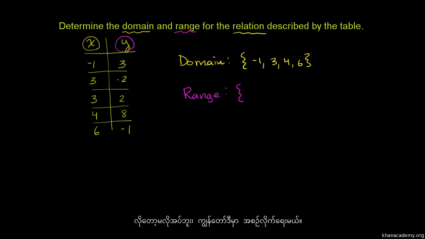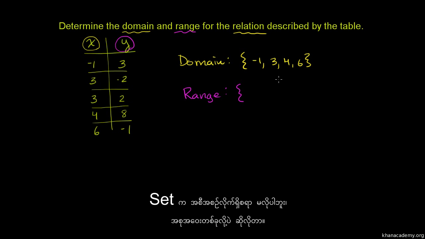So we could write them in order, or we don't have to write them in order, but I'll write them in order just for the sake of it. Actually, let's just go straight this way. It doesn't have to be in order. A set does not imply some type of order. It just means a collection of things.